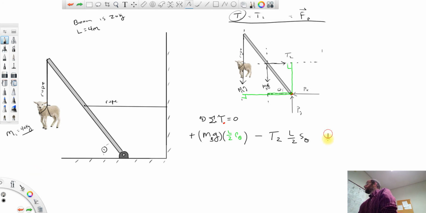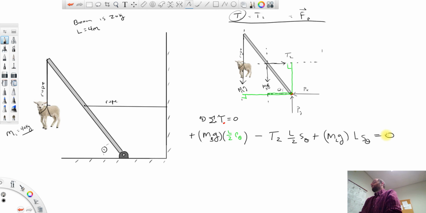So we're going to have mg, and that mass is the mass of the lamb, times L sine theta. And that torque term is positive because this force vector makes this beam want to rotate counterclockwise about that point. And that's it. So, equals 0.